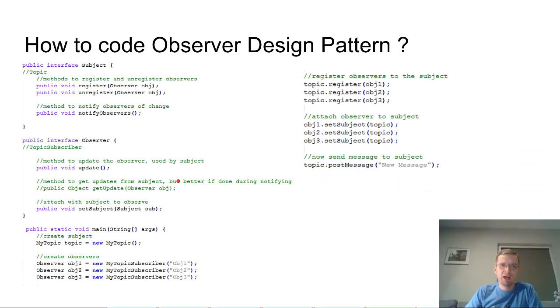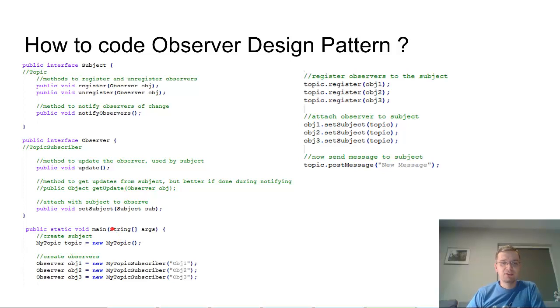So another question: how to code the observer design pattern? We have two interfaces here: the subject interface with two methods to register and unregister an observer, and one method to notify the observers of any change on the subject. And in the observer interface we have one method to update the observer, and one method to set the subject to attach with and observe, and one method which is commented out by me, the get update method, because it's better if it's done during notifying, but it's up to you.